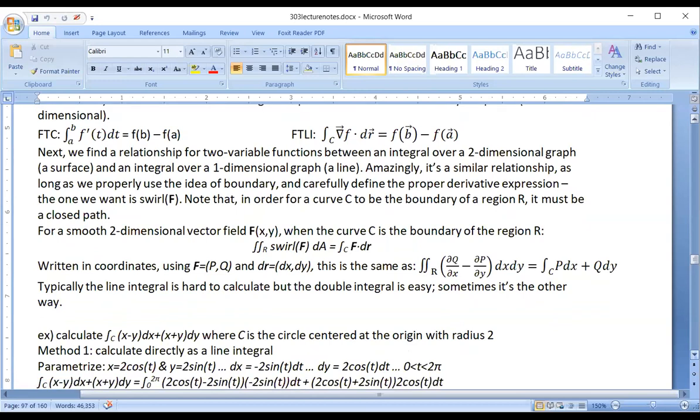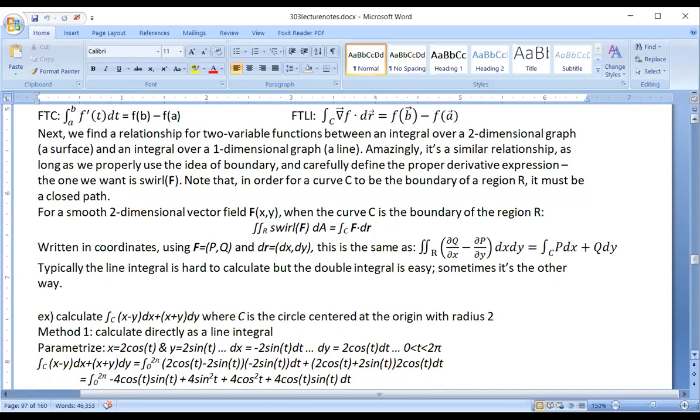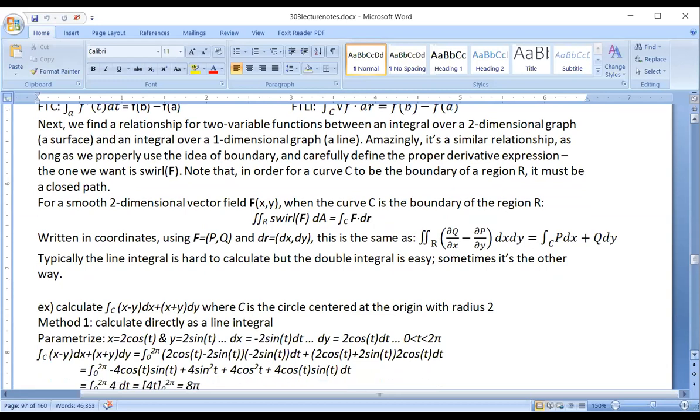Then we've got the parameterization for F, so let's just plug it all in. You plug the parameterization into the integral from 0 to 2 pi of (2 cos t minus 2 sin t) times negative 2 sin t dt plus (2 cos t plus 2 sin t) times 2 cos t dt. Collect all the terms, everything times dt, and you get these four terms.